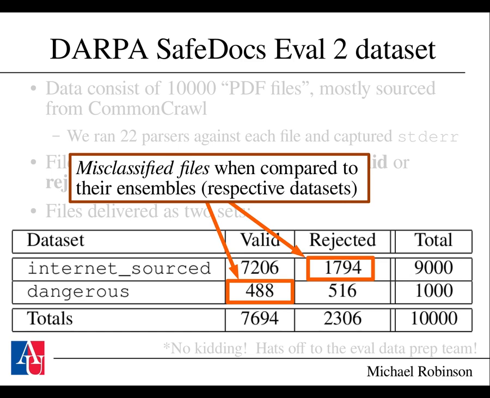Versus the dangerous files, most of them are supposed to be bad. They're majority bad by a slight margin. And, well, if that's supposed to be prototypical dangerous files, then most of the valid files then are misclassifications. So the question is, can we identify these?